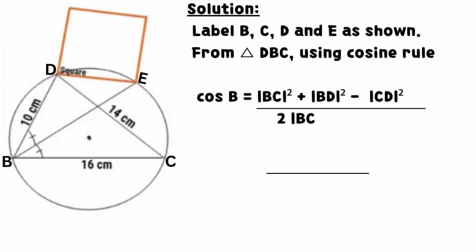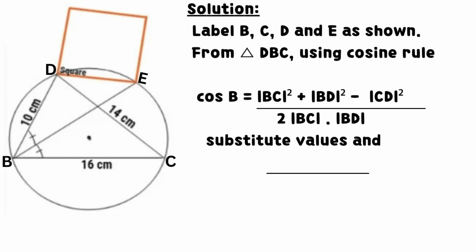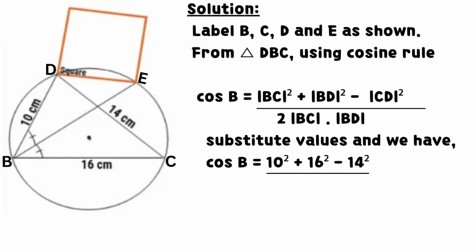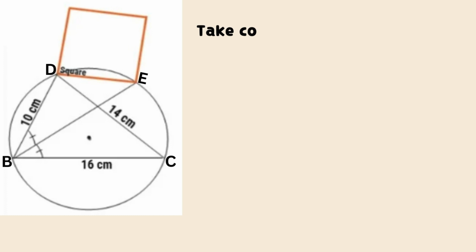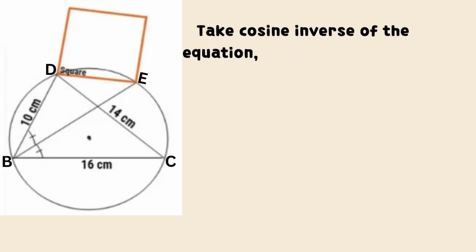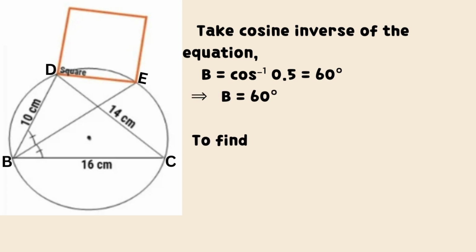From triangle BCD, using cosine rule, cosine B equals the sum of the square of line BC and the square of line BD, minus the square of line CD, all divided by the product of 2, line BC and line BD. Substitute values and we have, after simplification, that cosine B equals 0.5. Take cosine inverse of the equation to have that angle B equals 60 degrees.